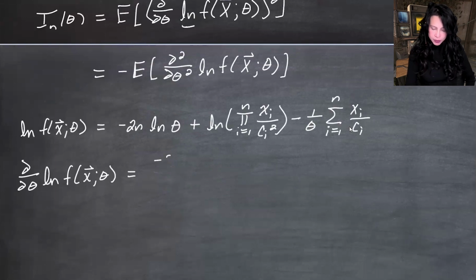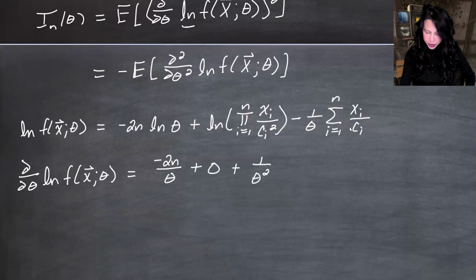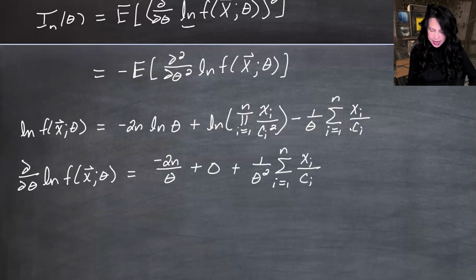This derivative is minus 2n over theta. The center term has no theta, so that derivative is 0. And the final term is like negative theta to the negative 1, so you'll get negative theta to the negative 2. You'll end up with plus 1 over theta squared, the sum as i goes from 1 to n of xi over ci.